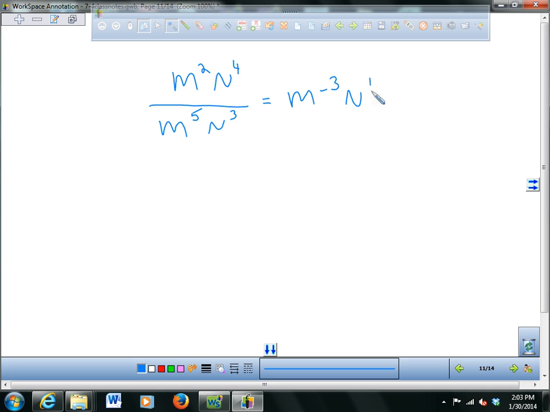Just n, no exponent. How can I simplify it? Can you take that a step further for me? Go ahead, Jordan. 1 over n to the third, n. Nice. The n stays up top, okay? Yeah, because it's all by itself. So n to the 1, you don't need to write a 1 up there. And he put the m to the 3 down here. Right? Yes. Very nice. Okay.